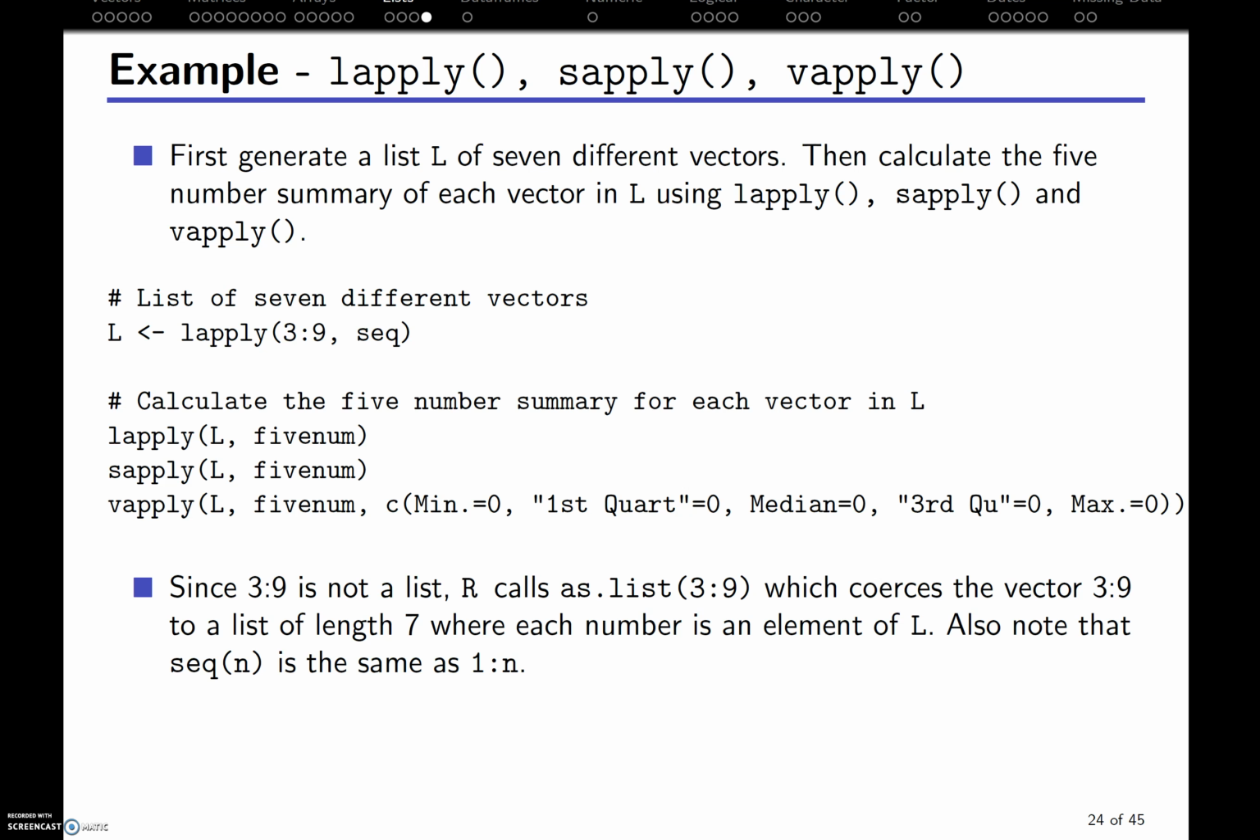So now we want to compute the 5-number summary for each vector in L. Go ahead and see what you get and point out what is the difference or what is the same between using lapply, sapply, or vapply here. And notice the call to vapply is a little bit more complicated.